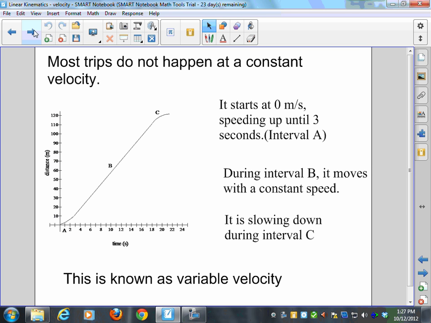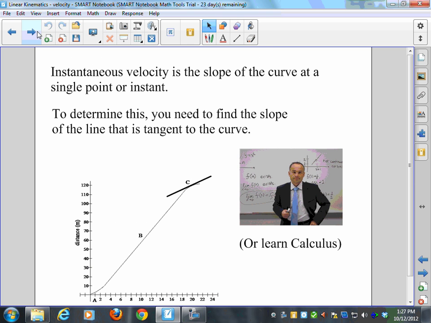And then we got into what was known as variable velocity, because you have to speed up and slow down, and when you speed up, the graph is going to be curved, and when you slow down, the graph is going to be curved as well. And this is called variable velocity, right?